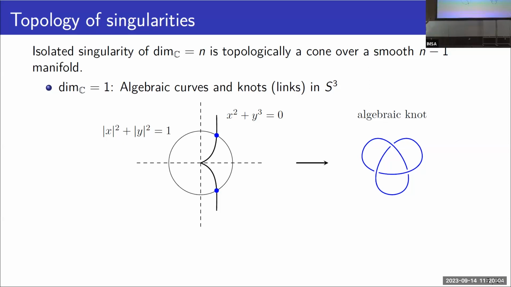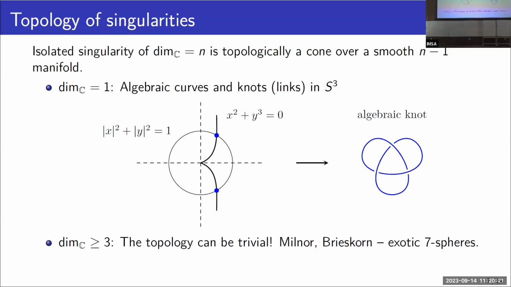So maybe that's why these things are called by the same name. So we take this equation x squared plus y cubed, and we intersect with the unit sphere, and what we get is the trefoil knot. And they're called algebraic knots because they're coming from algebraic equations. So there has been a lot of study about this, but this is not really what we want to do. There is also dimension 3 and more, and funny things can happen. So topologically, the link can be even a sphere, so the topology can be completely trivial, and this leads to these famous exotic spheres of Milnor. And so Milnor had a different construction, but then Brieskorn found explicit equations which give these exotic smooth structures.